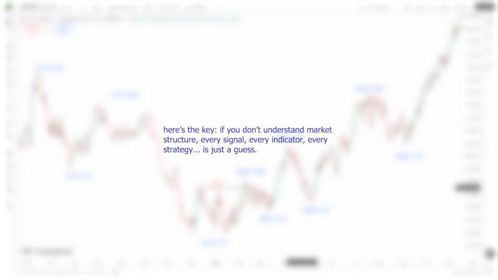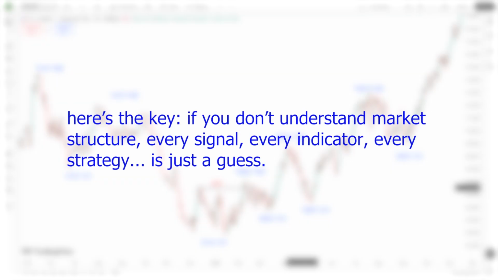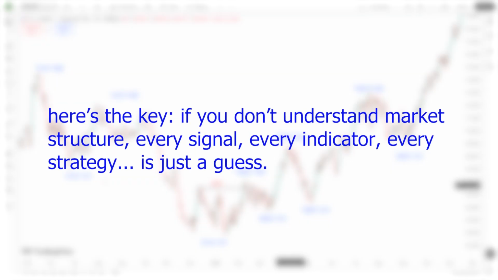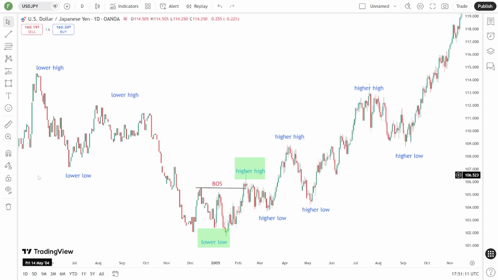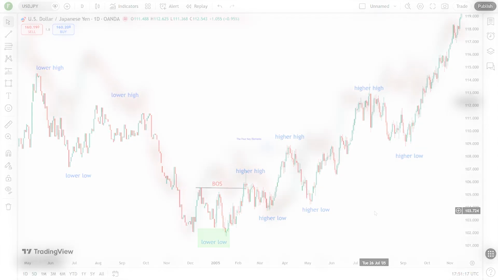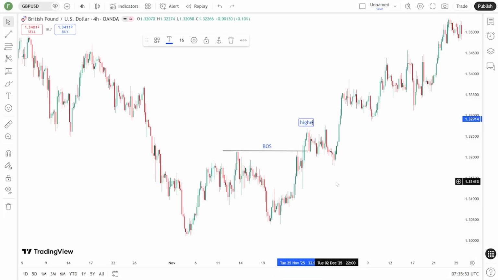Here's the key. If you don't understand market structure, every signal, every indicator, every strategy is just a guess. But once you understand it, the market starts making sense. You don't just see candles, you see market behavior. The four key elements. Now let's break down the alphabet of the market. Four simple yet powerful concepts.